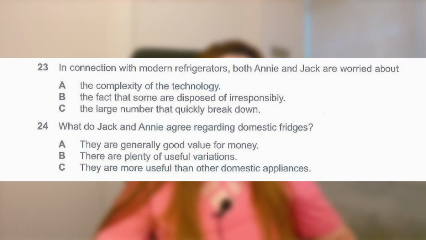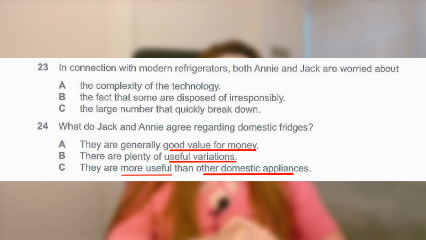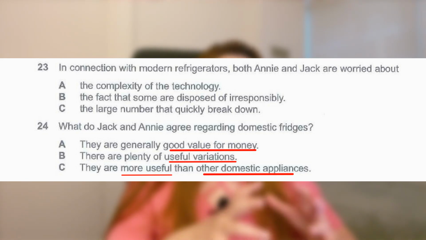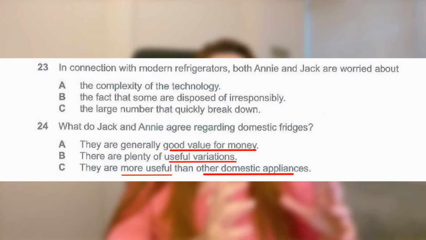And let's go to the last question. The last question is, what do Jack and Annie agree regarding domestic fridges? They are generally good value for money. There are plenty of useful variations. They are more useful than other domestic appliances. So here we have generally good value for money. Good value for money. It doesn't mean that they are cheap.